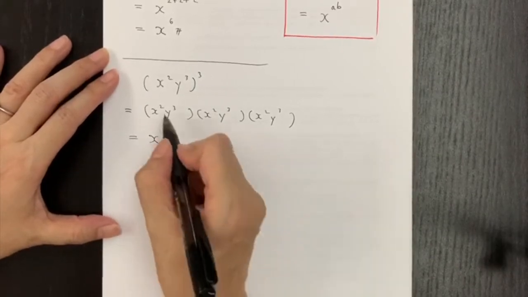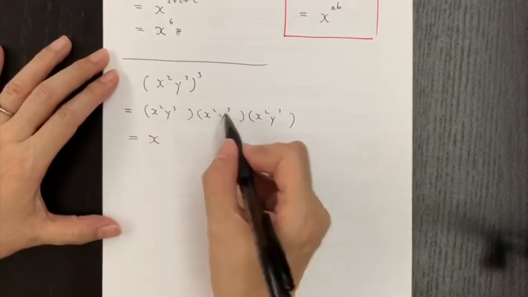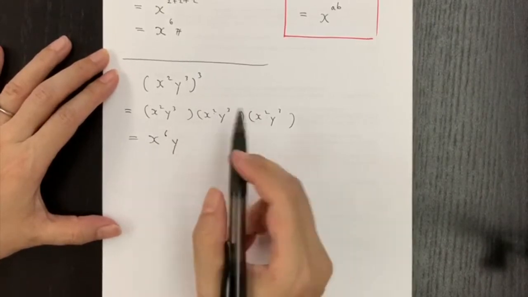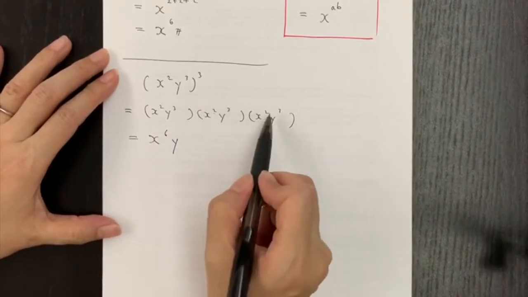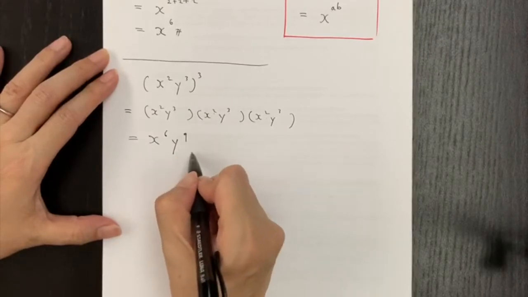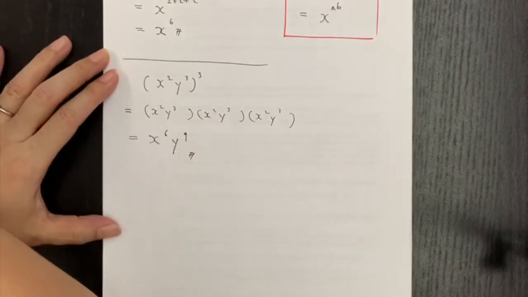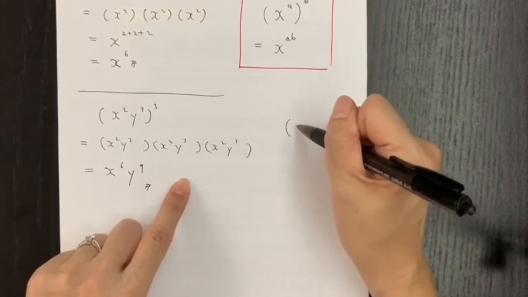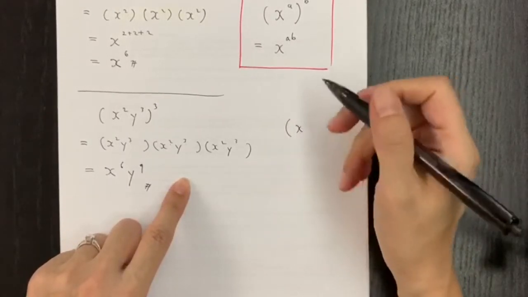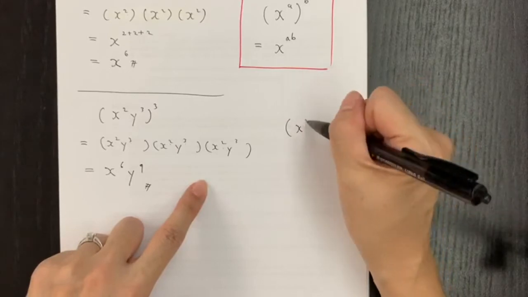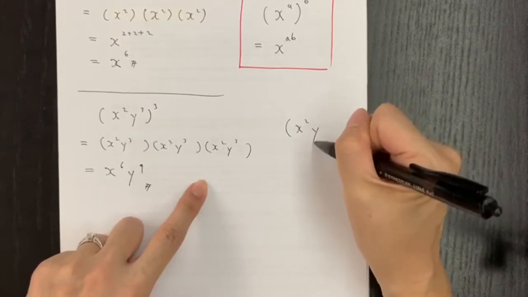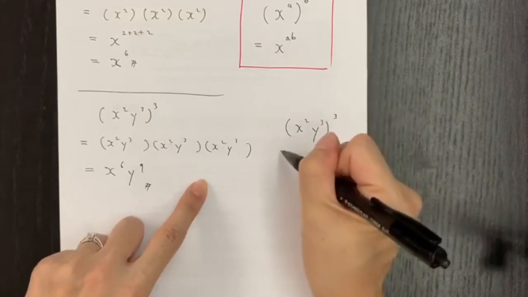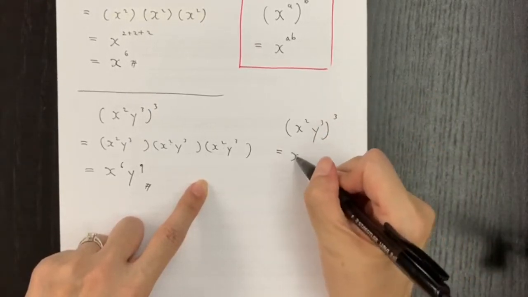So x squared, and then that would be 2 plus 2 plus 2, so that I have 6. Okay, and then y, that is 3 plus 3 plus 3, so that is 9. Okay, so this is the answer. So I can make a conclusion in this way. If we have this x to the power 2 times y to the power 3, and then all to the power 3, and that will be the answer.